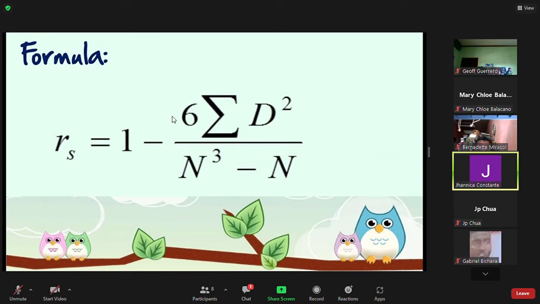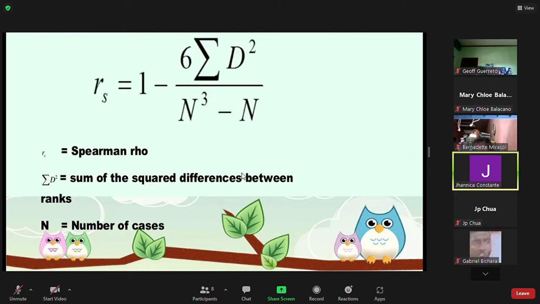If you want to use the formula of Pearson, you may. The longer formula is very confusing, with a lot of variables, but you can use it. Summation of d squared stands for the sum of the squared difference between the ranks. After you rank each value from the two variables, you get the differences and then get the sum. N stands for the number of cases. Rs stands for the Spearman rho.